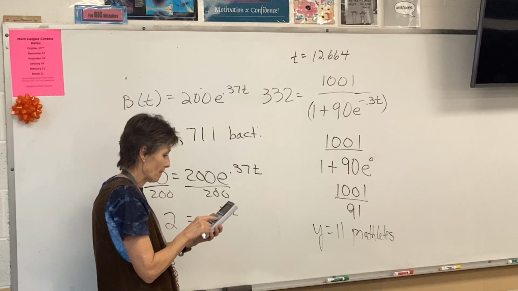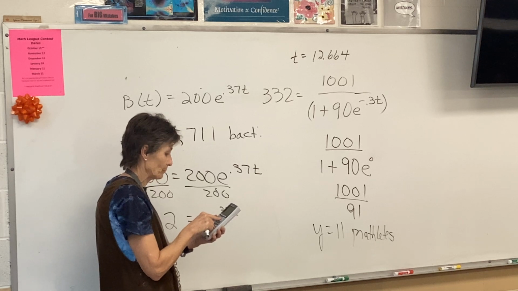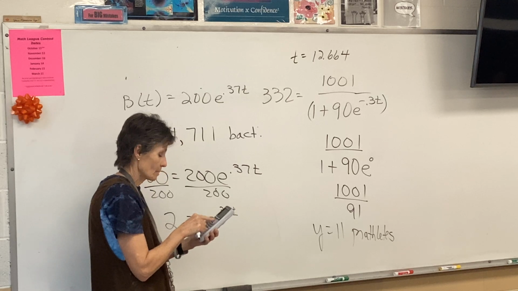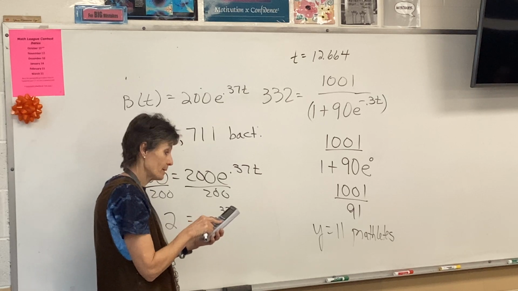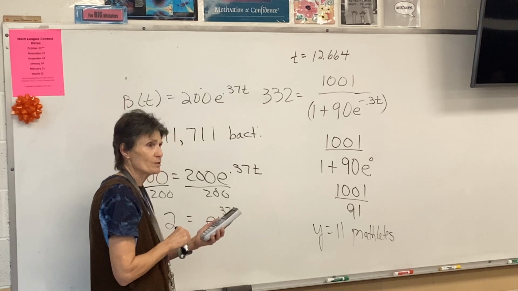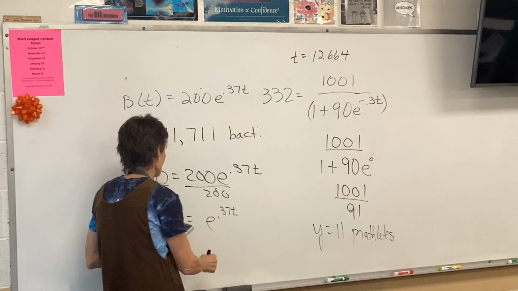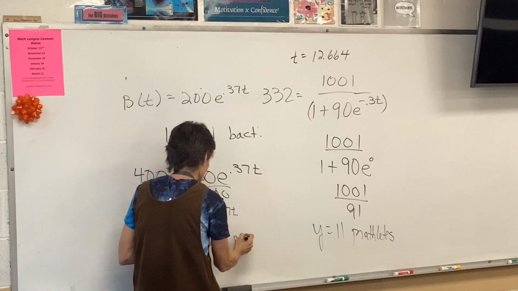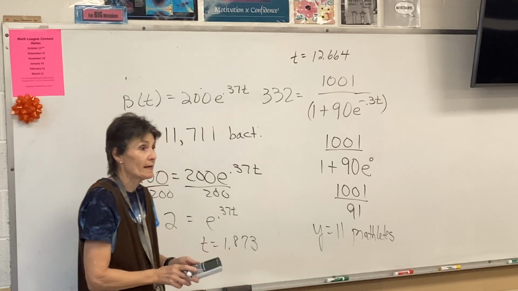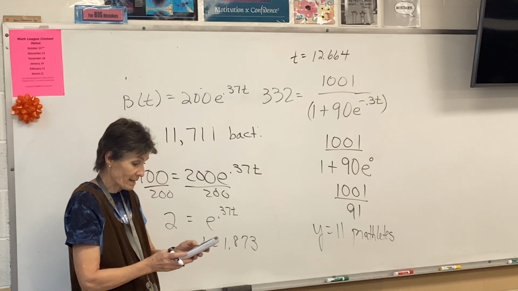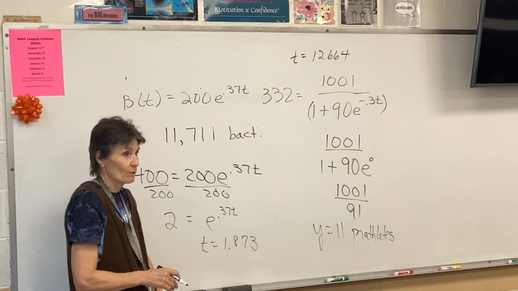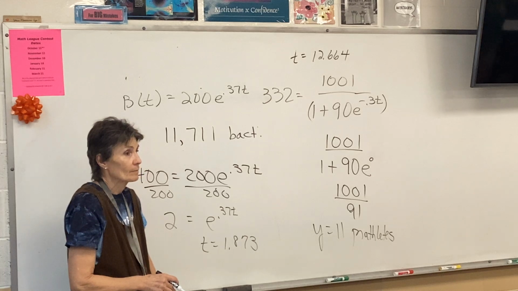And I got 1.87. You guys are fast. I got 1.8734 minutes. It says when will that happen? After 1.8 minutes. So this population is doubling every 1.8 minutes. That's a lot.